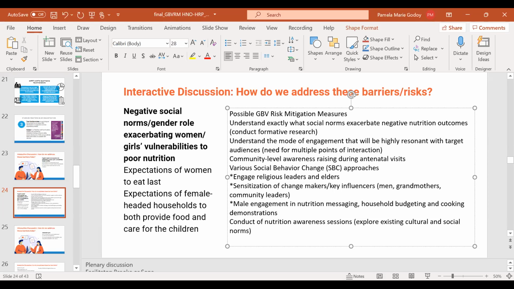Ang Chai says, as a traditional belief, some women are not allowed to go outside to work. They stay home after delivery. So we need to advocate with their husbands and religious workers for that, as does Bisrat, engaging religious leaders and elders. And Yirgu says the same thing, we need to work on both sides, male involvement, sensitization of key influencers. Great, wonderful.